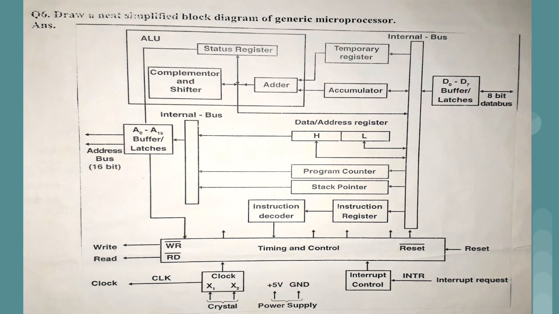And they have given the components of the ALU also. Instead of writing only ALU, they have shown which components are present as part of the ALU, like status register, complementer, shifter and adder. About these components we are going to have a separate question. In the next lecture we are going to learn the block diagram of the ALU. In that we will have the detailed description of this part of the diagram, that is, the ALU.